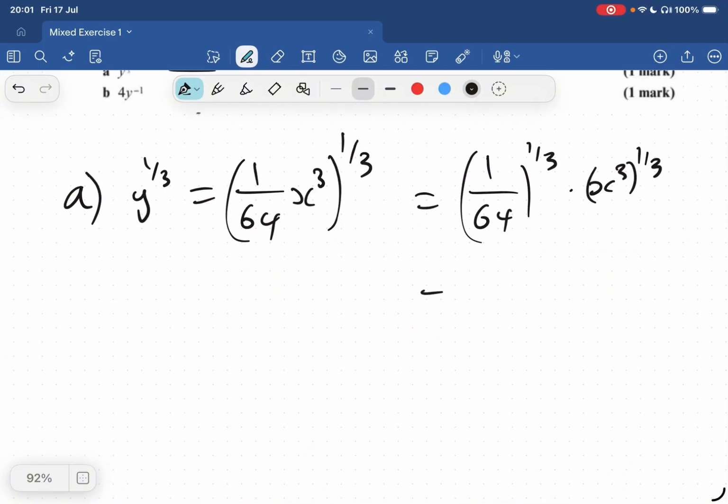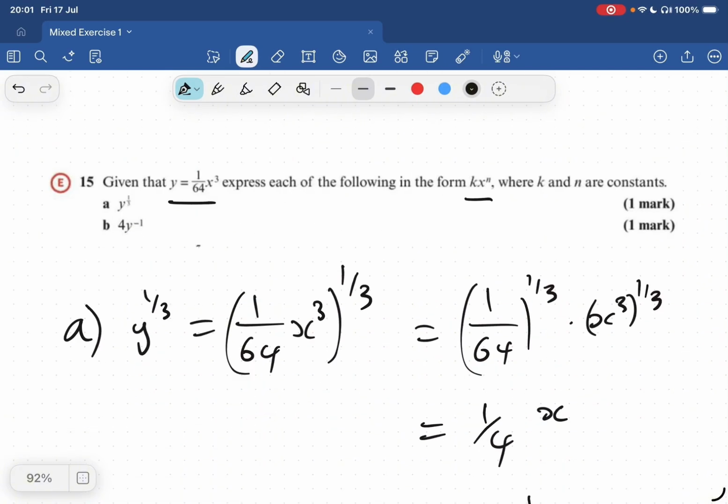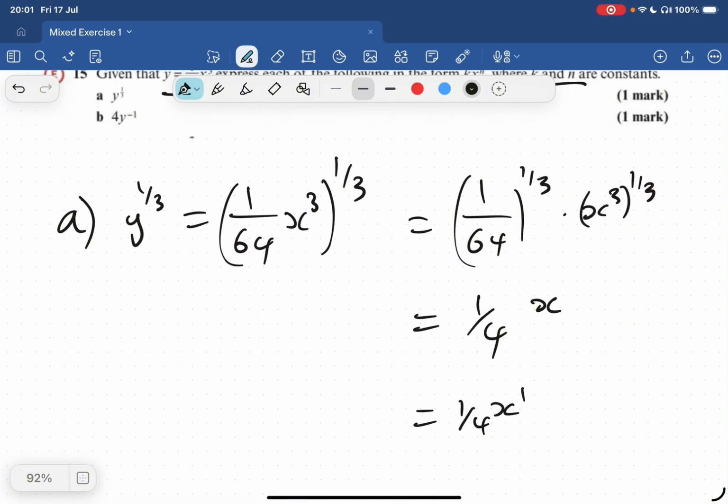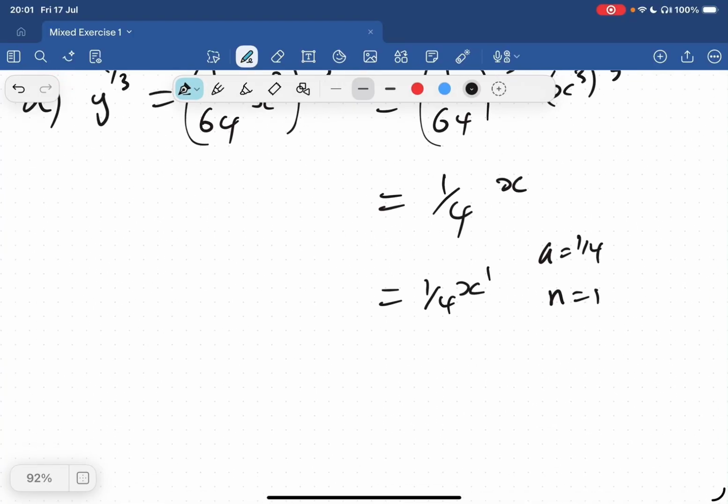Right, and third is the cube root. So the cube root of 64 is 4, and then 3 times the third is just 1. Okay, so here we have a quarter x to the 1. k and n are constants, well here k is a quarter and n equals 1.